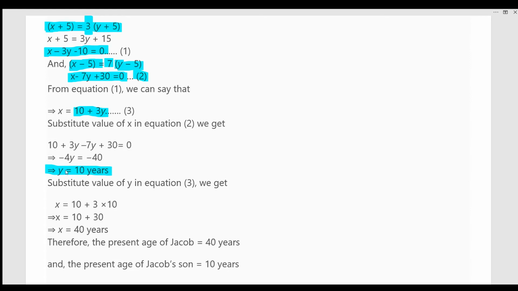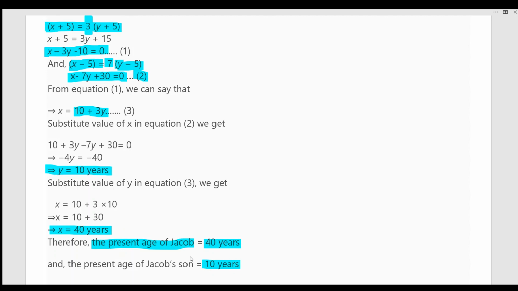Now we will substitute this value of y in equation number 3 in this equation. So we will get x is equal to 10 plus 3 multiplied by 10. So x is equal to 40 years. Now what is x for us? Jacob's age. So the present age of Jacob is equal to 40 years and the present age of Jacob's son is equal to 10 years.